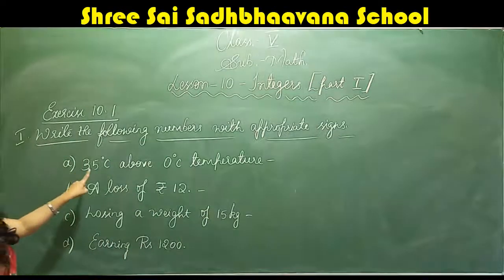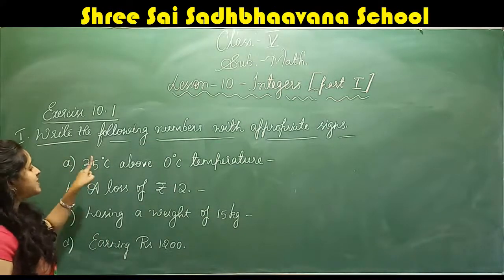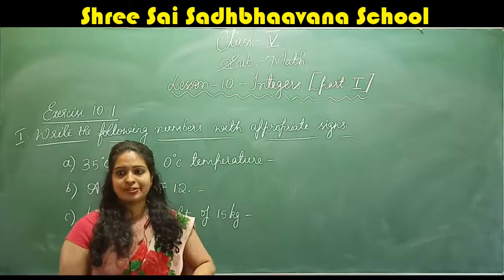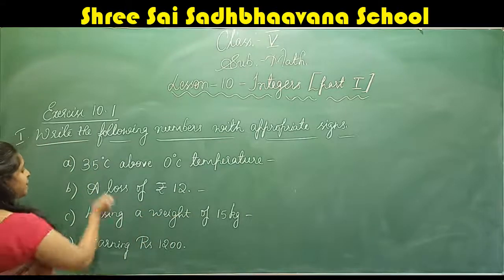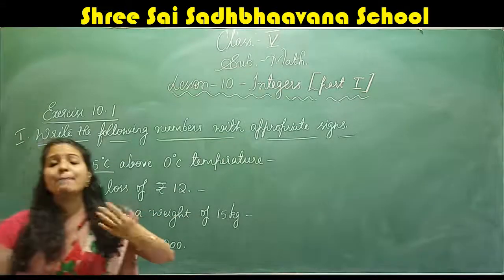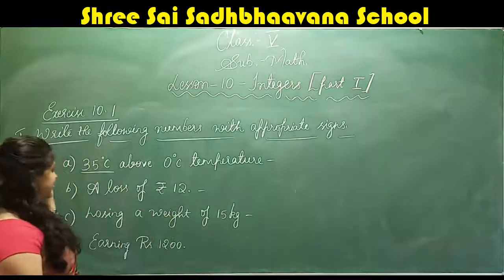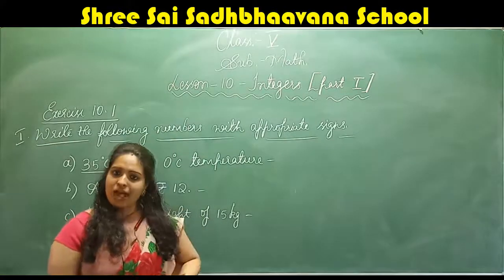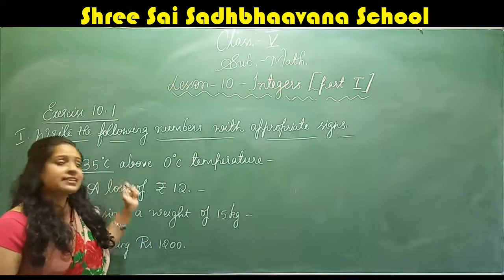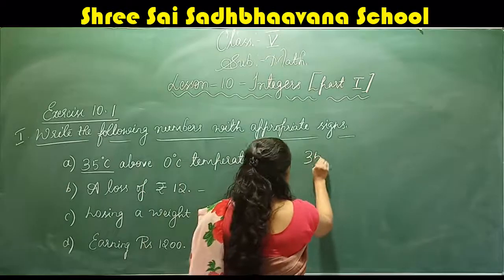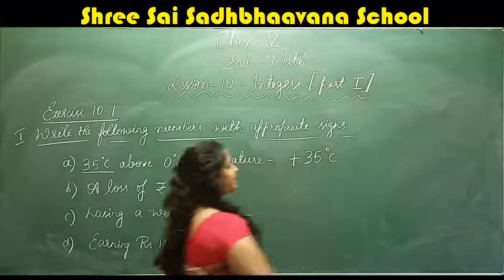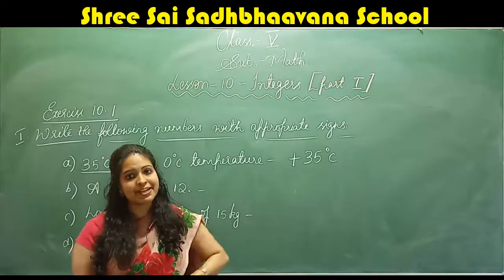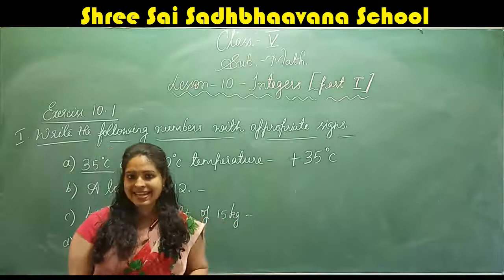The first statement: 35 degrees Celsius above 0 degrees Celsius temperature. So now we have to write this 35 degrees Celsius with the appropriate sign. Here it is given 35 degrees Celsius above the 0 degrees Celsius. Above means we write this 35 degrees Celsius with the positive sign. Above means positive sign we will use. Below means we will use the negative sign.